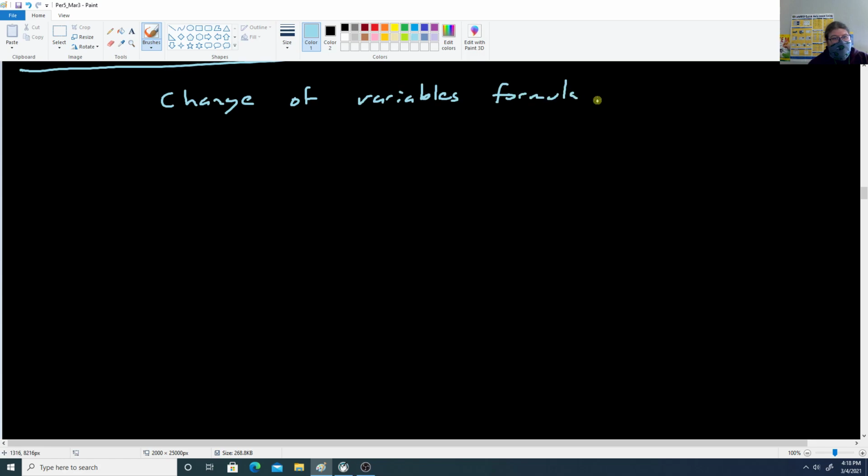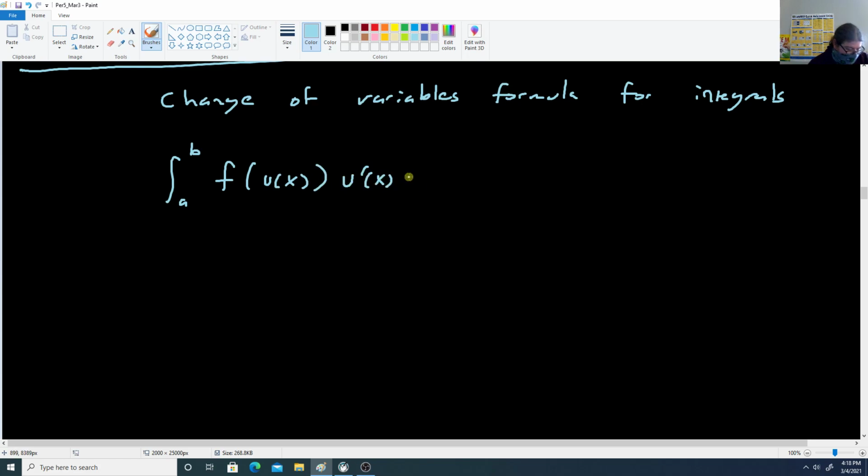Formula for integrals. This says if you have the integral from a up to b of some outer function evaluated at the inner function, times the derivative of the inner function, dx. So basically you're trying to take the derivative of something that you could apply the u substitution to. This is going to equal the integral from u evaluated at the lower limit to u evaluated at the upper limit of f of u du.